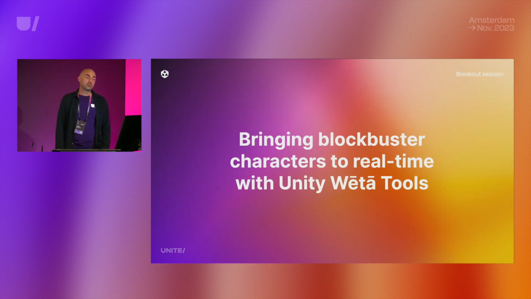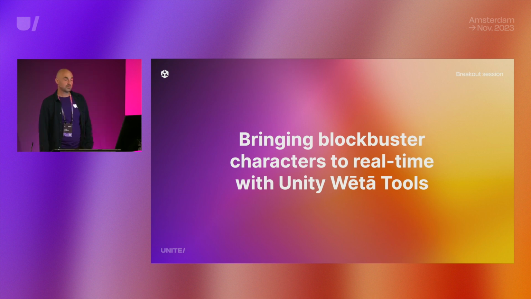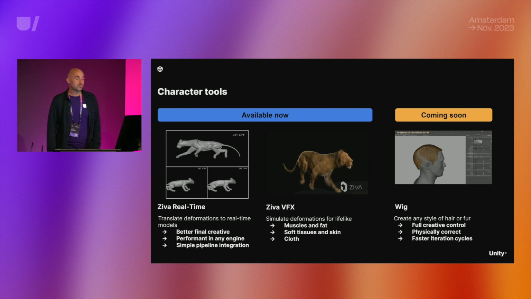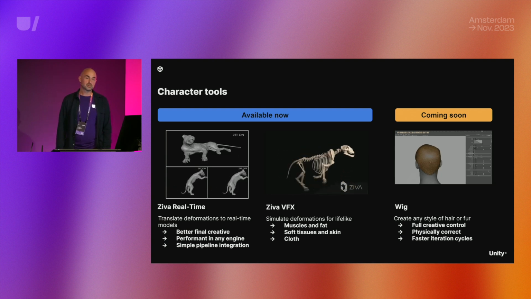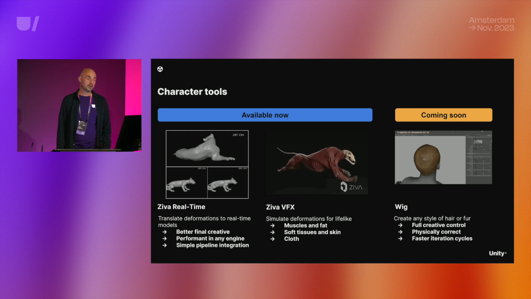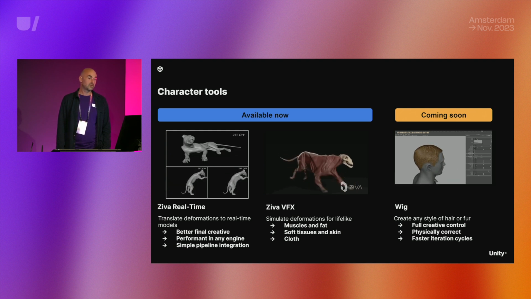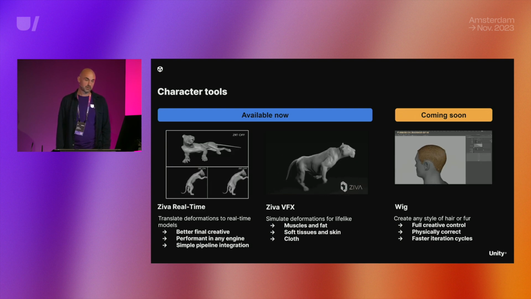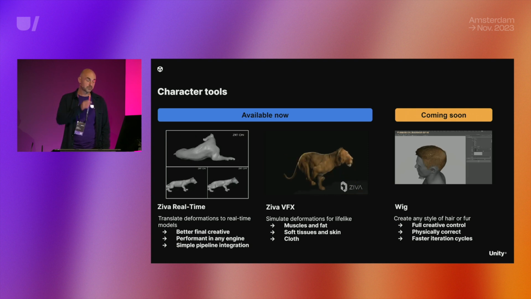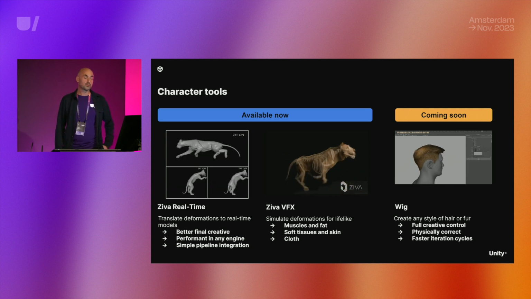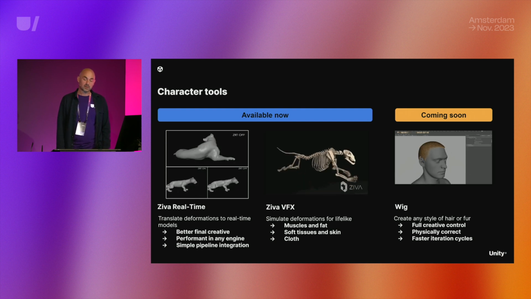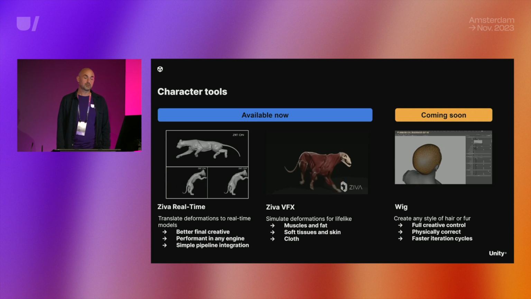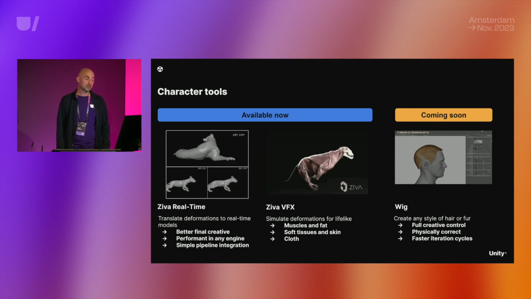So, I'm here to tell you how Unity Wētā Tools can bring blockbuster quality characters into Unity. Let me introduce you to some of our tools. If you're not familiar with Ziva, we provide multiple solutions that help raise the bar of what is possible for technical artists or TDs. Ziva Real-Time is our latest product and allows artists to deploy film quality characters into a real-time game engine using machine learning. The trained characters are performant and have a minimal memory footprint. It helps to dramatically speed up the evaluation of deformations in character rigs, whatever the content creation tool used for authoring.